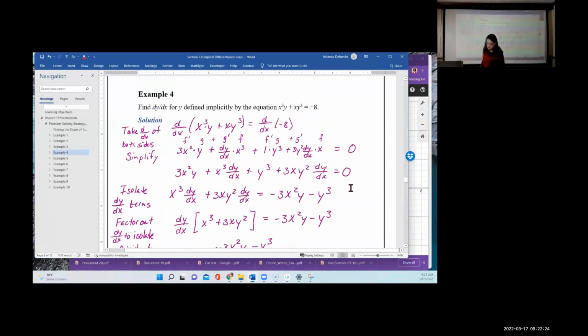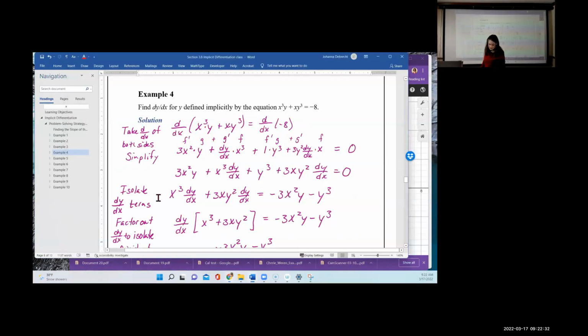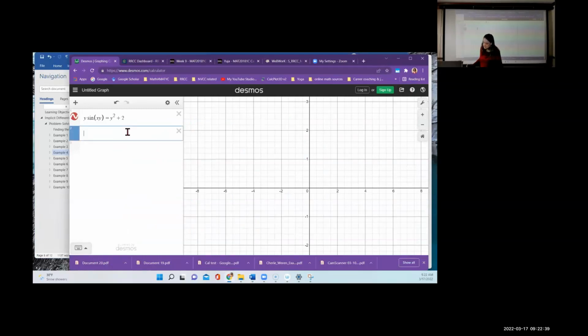And just out of curiosity, let's see if Desmos ever got anything. It never did it? It just can't handle that equation. Let's see if it can handle this one for fun. x cubed y plus xy cubed equal negative 8. Okay, x cubed y plus, what was it? xy cubed? Yeah, equals negative 8. Okay, so it did.